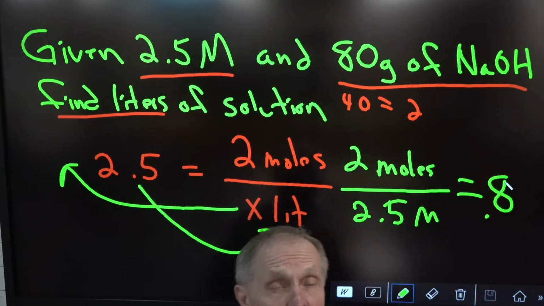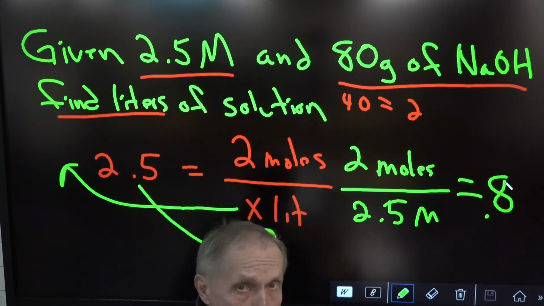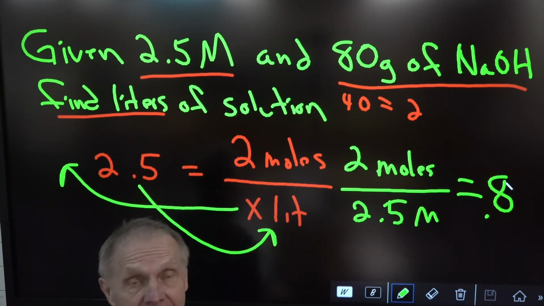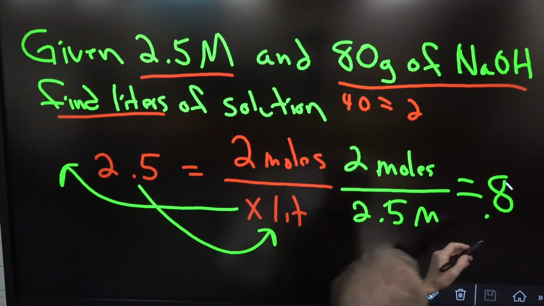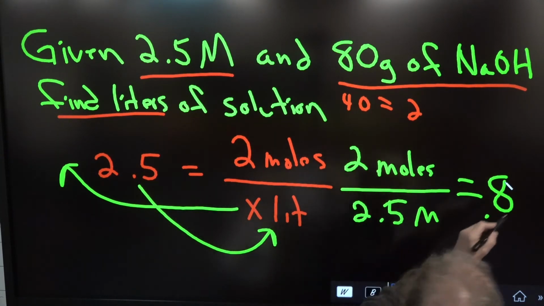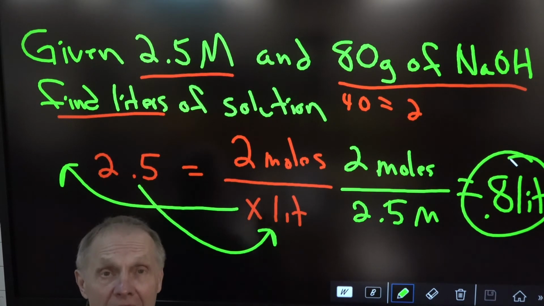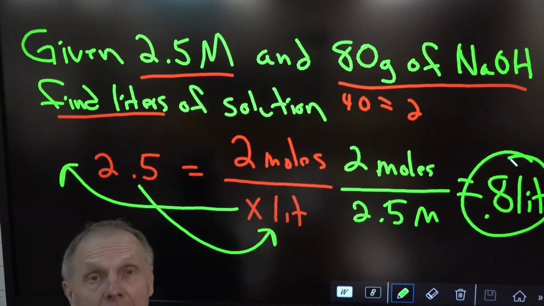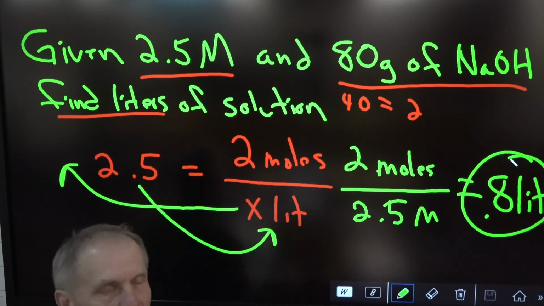And that gives us 0.8. But 0.8 what? Well, it was X liters, so it will be 0.8 liters. That is your answer. Don't forget, you can't ever, ever, ever have grams on top. It has to be converted to moles. All right, we're going to do one more problem.